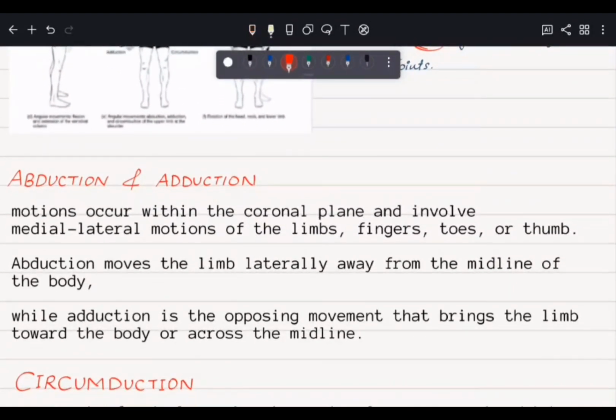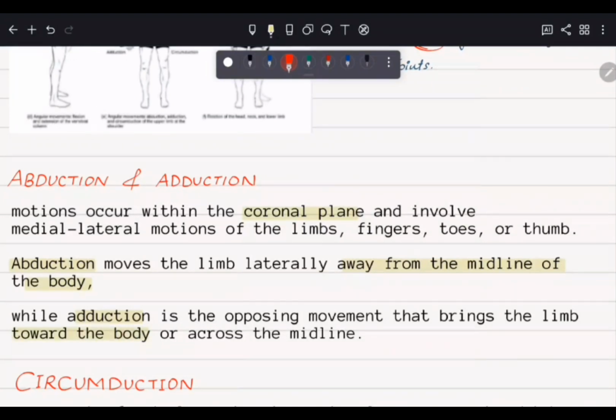Coming to the next, we have abduction and adduction. These are motions within the coronal plane and involve medial lateral motions of limbs, fingers, toes, and thumbs. Abduction moves the limb laterally, away from the midline of the body, and adduction brings it towards the midline, that is, towards the body.